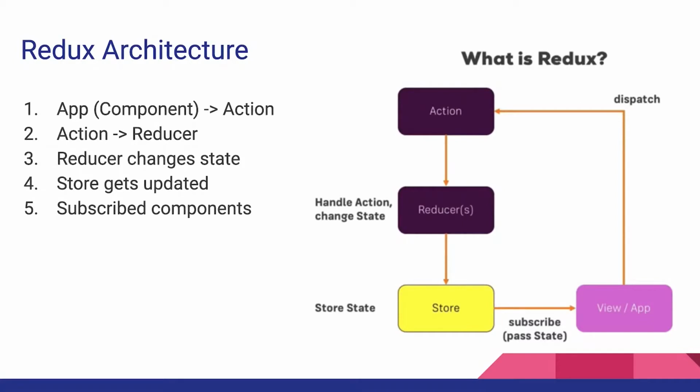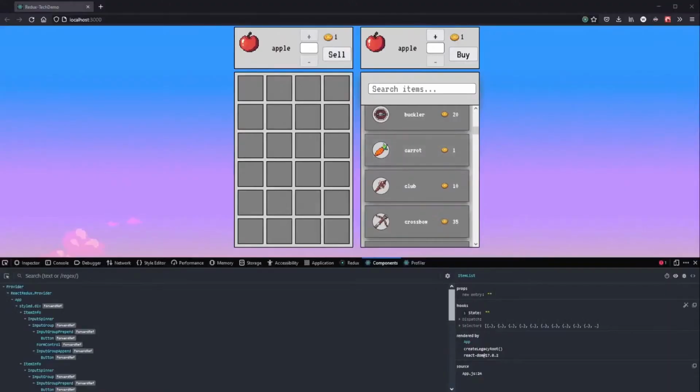In the example of changing the name of a component on the page, the reducer would have a method that handles the name changing.